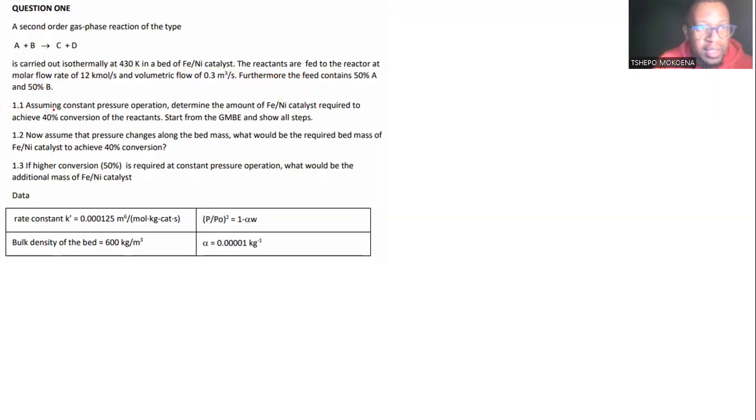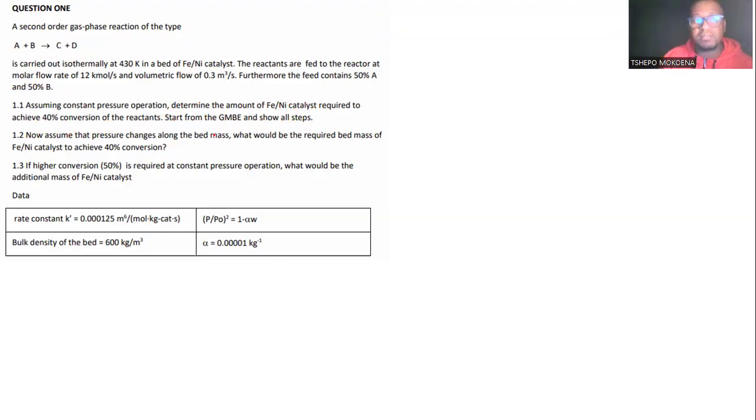1.1, we want to assume constant pressure operation. We have the constant pressure operation, and then we want to determine the amount of iron or nickel catalyst required to achieve 40% conversion of the reactants. And when we perform this calculation, we must start from the general mole balance equation and show all steps. The moment this is indicated, that means we have to derive the equation before we can perform our calculations.